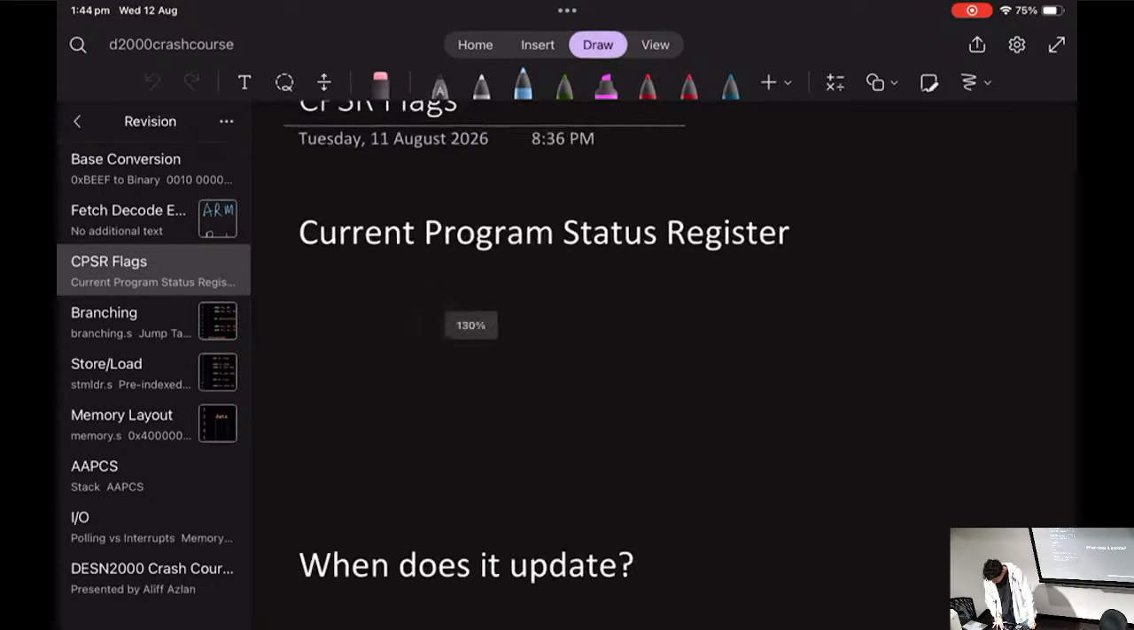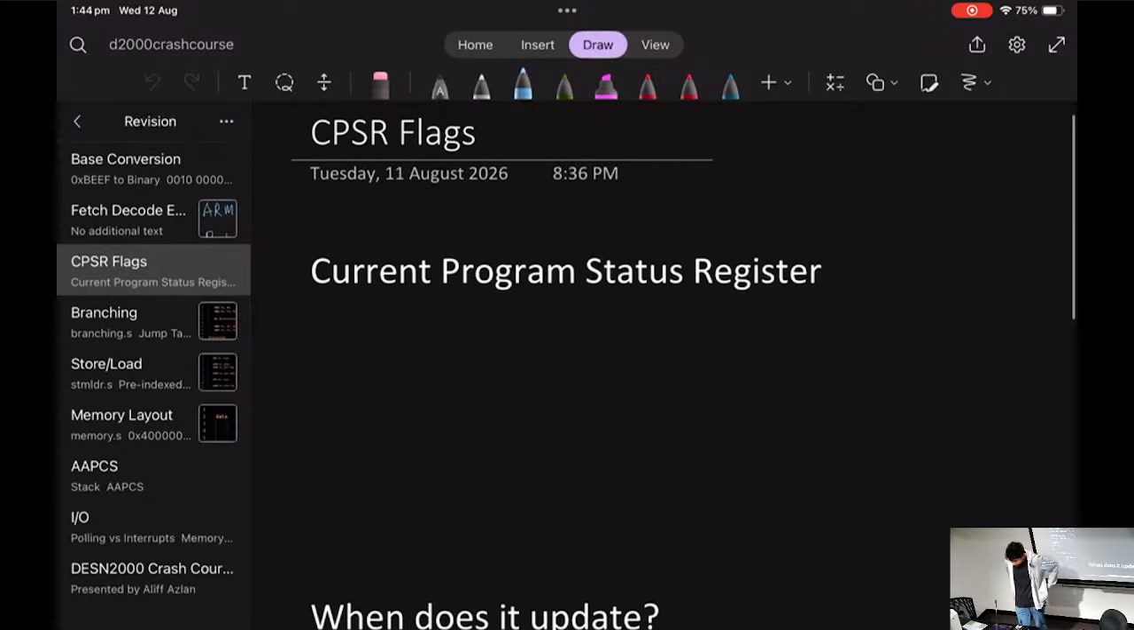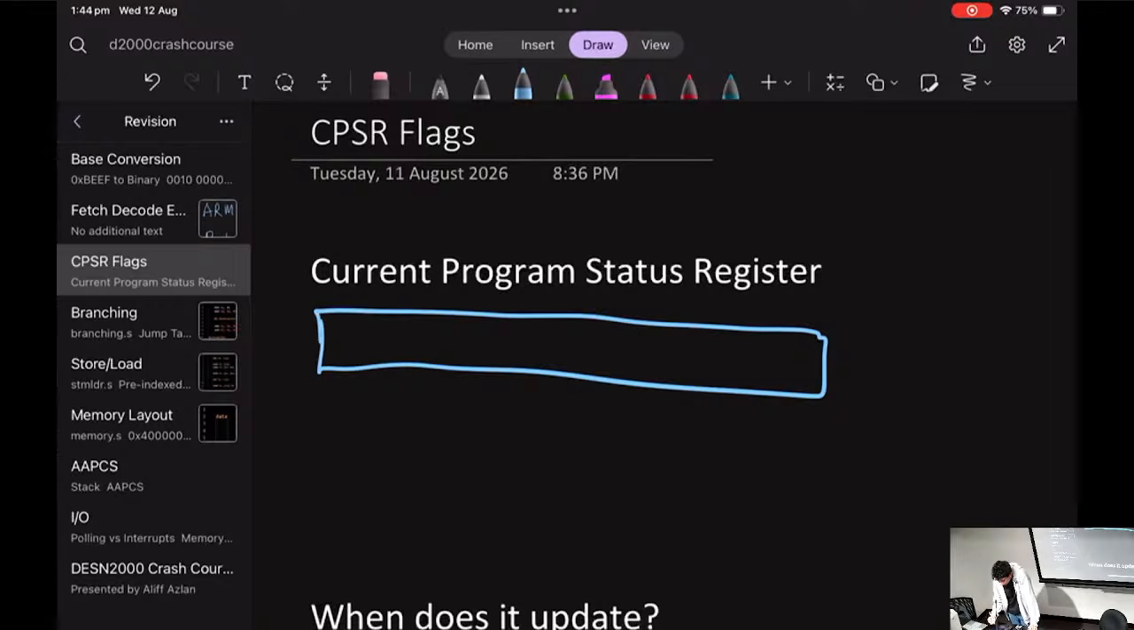Cool. Let's talk about the CPSR. So what was the CPSR? The CPSR is essentially just a big register. It's a 32-bit register, but inside this register, there are certain bits that correspond to certain flags, and you might have come across this already. You got the carry flag, the zero flag, the negative flag, and the overflow flag.